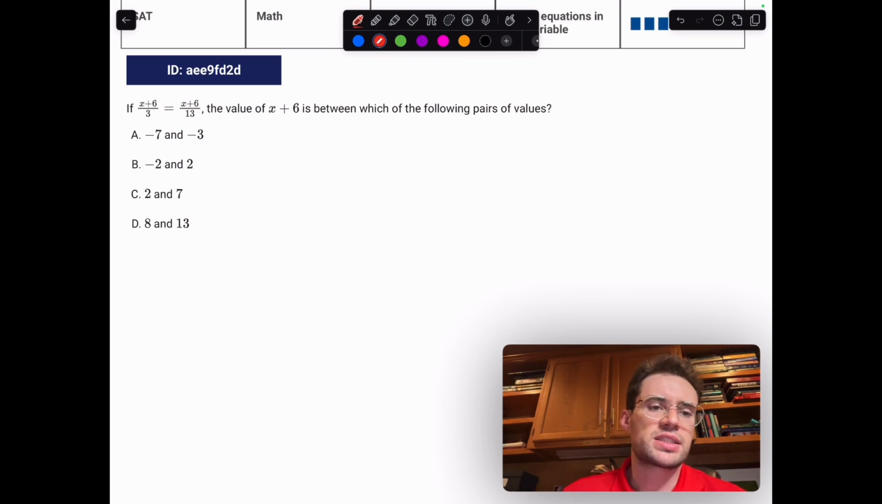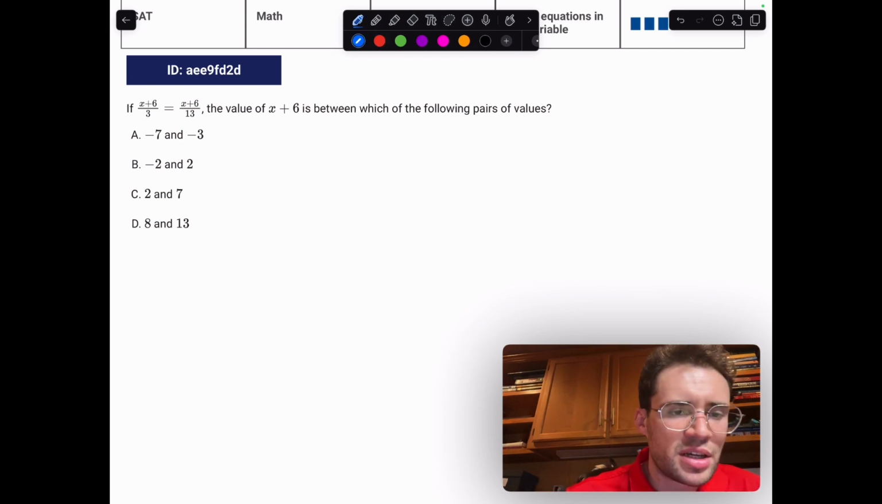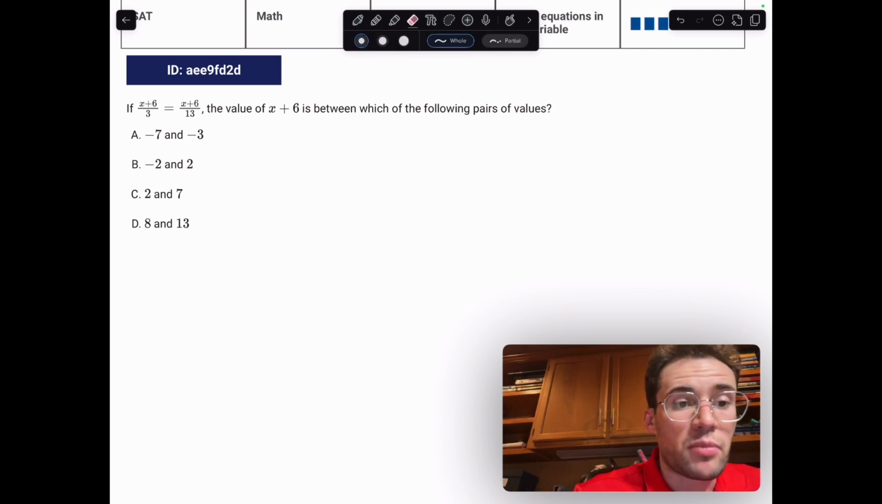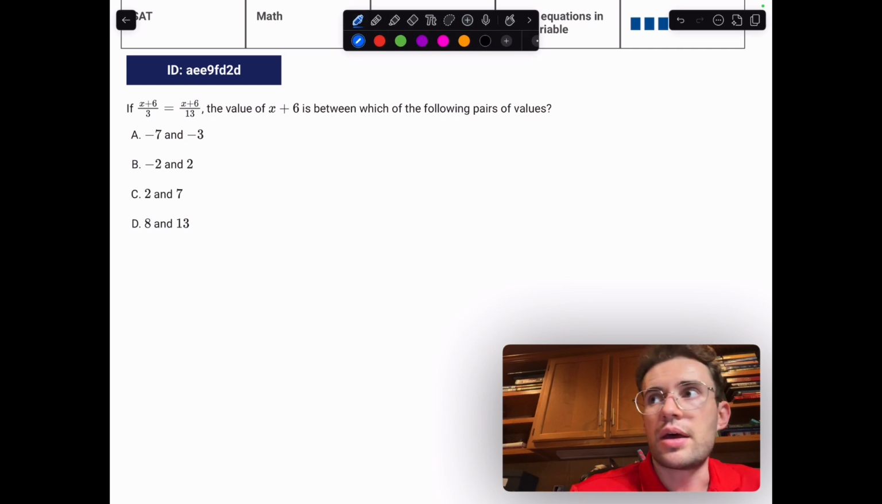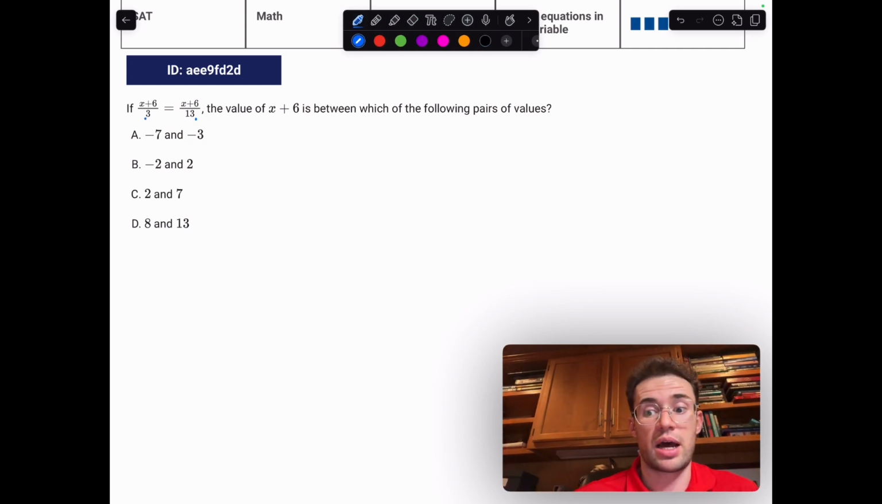If x plus 6 over 3 equals x plus 6 over 13, the value of x plus 6 is between which of the following pairs of values? Between? Why are they doing between the pairs of values? That's kind of weird. To make this one easier, I'm just going to get rid of the fractions by multiplying by the least common multiple of the two denominators. So what would be the least common denominator if you were combining them.